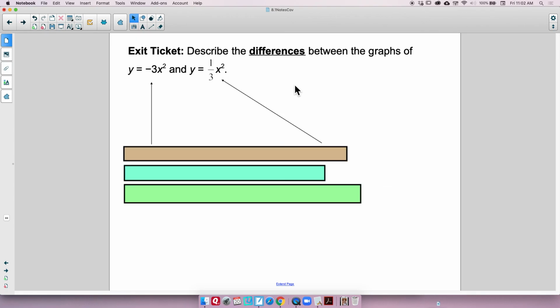Okay, and then for your exit ticket, I want you to describe the differences between the graphs of y equals negative 3x squared and y equals 1/3 x squared. So think about what the differences would be. Try it on your own.